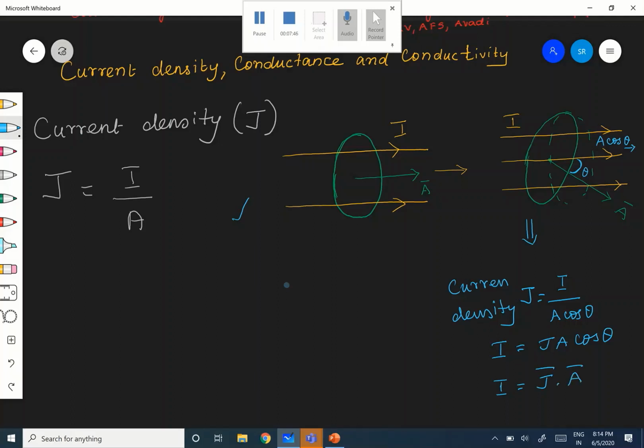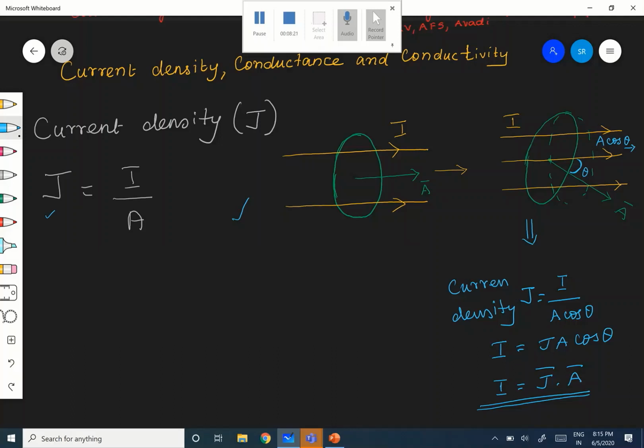Once again, I just want to tell you, current is a scalar, current density is a vector. Because why? It is current per unit area held normal to the current. Therefore, here we are considering the area vector. Current density is a vector, but current is a scalar, which means I is nothing but the scalar product, the dot product of J and A, current density and the area vector.